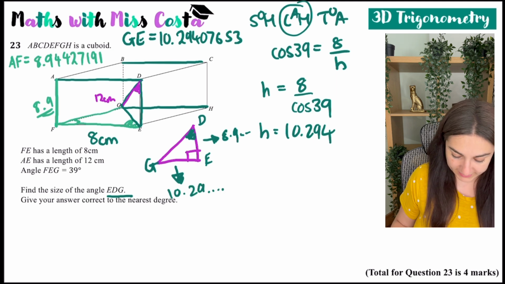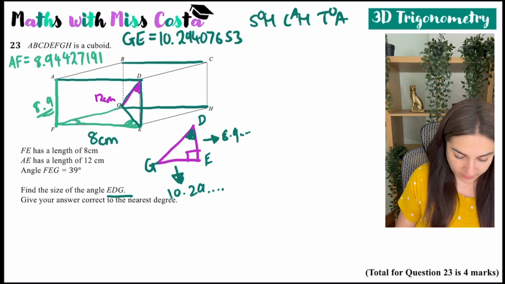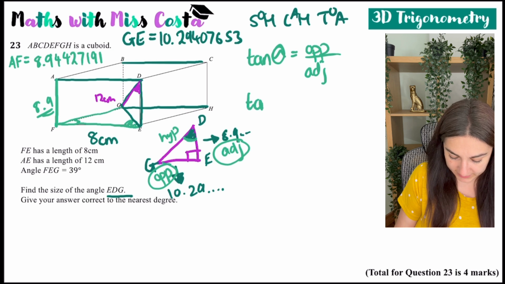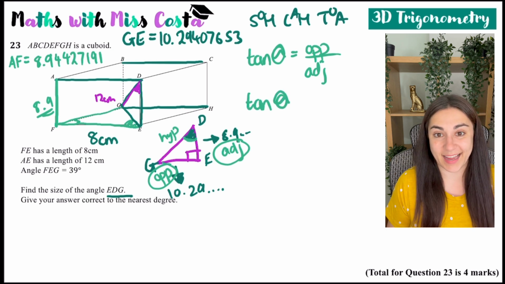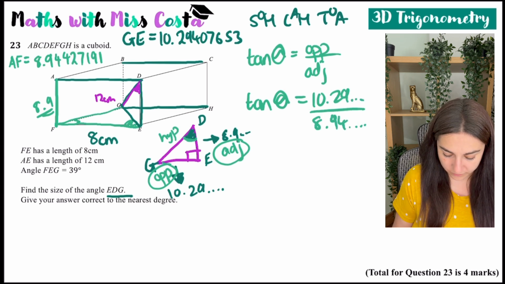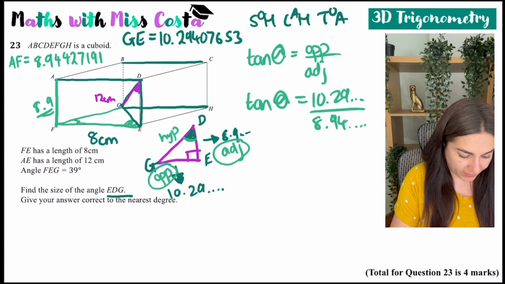So therefore I can once again use trigonometry. So I've got SOHCAHTOA. What have I been given? So this is my given angle. This is the hypotenuse. This is the adjacent, and this is the opposite. So therefore I'm using O and A. So tan theta is opposite over adjacent. So tan theta, and theta just represents the angle. Opposite is 10.29 over 8.94.